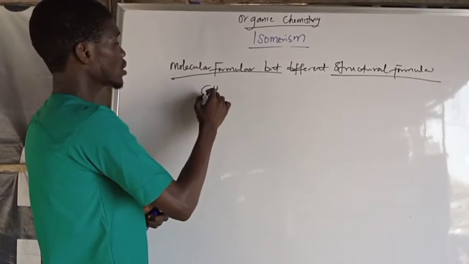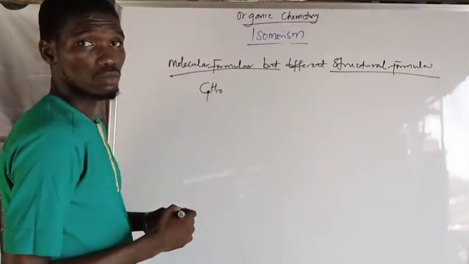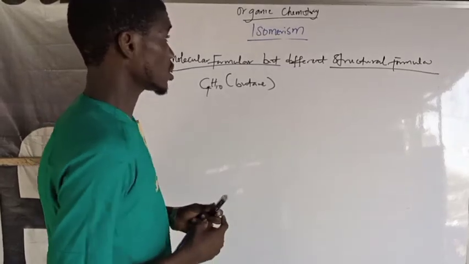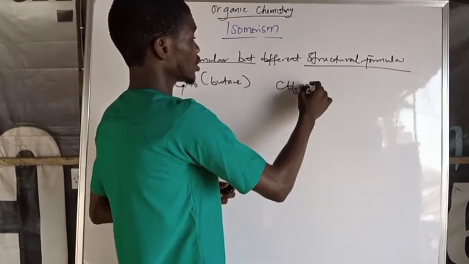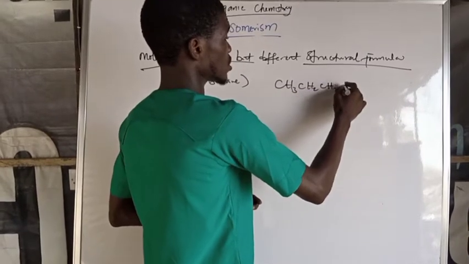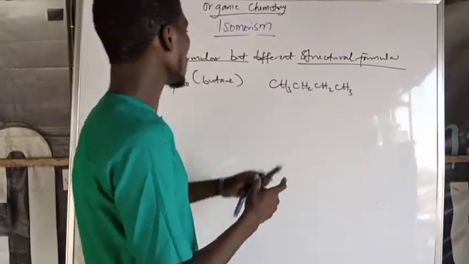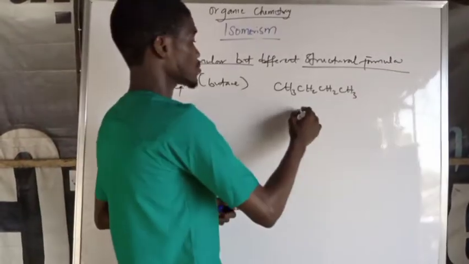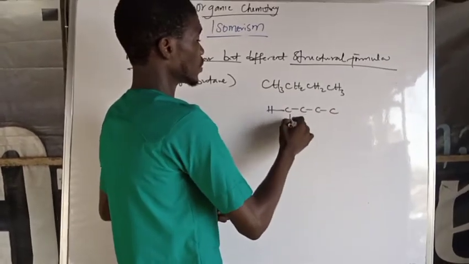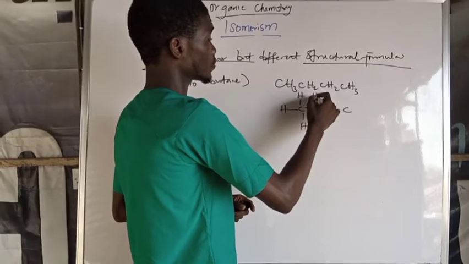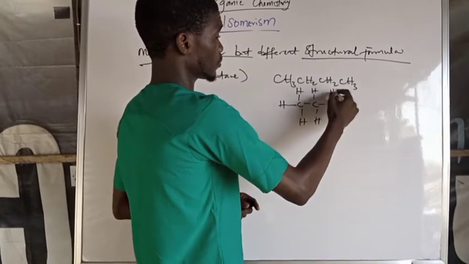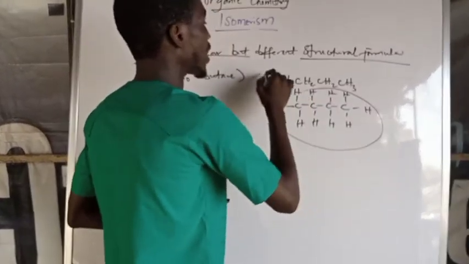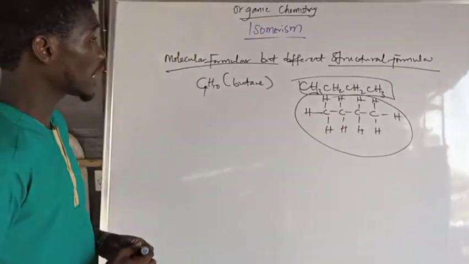If you have C4H10, this is called butane. And let's open the words. The molecular formula of butane, we have CH3, CH2, CH2, CH3. What you have here is the molecular formula. And what is the structural formula? We have 4 carbon atoms and 10 hydrogen atoms. So what you have here is a structural formula, while this is the molecular formula.